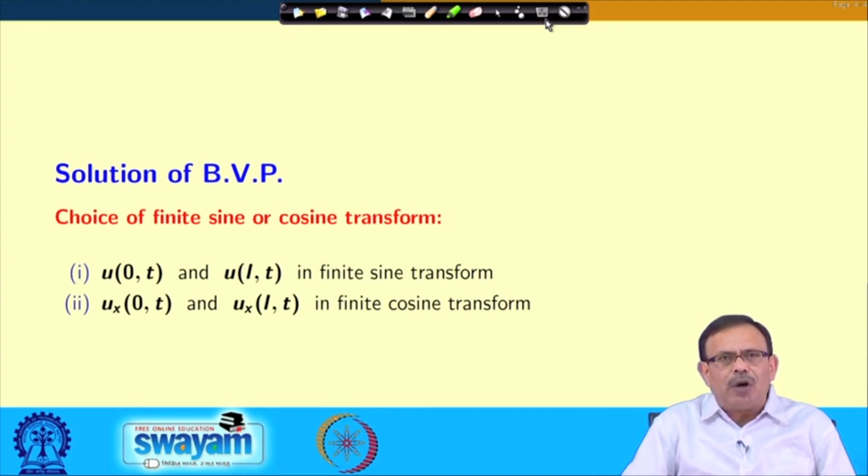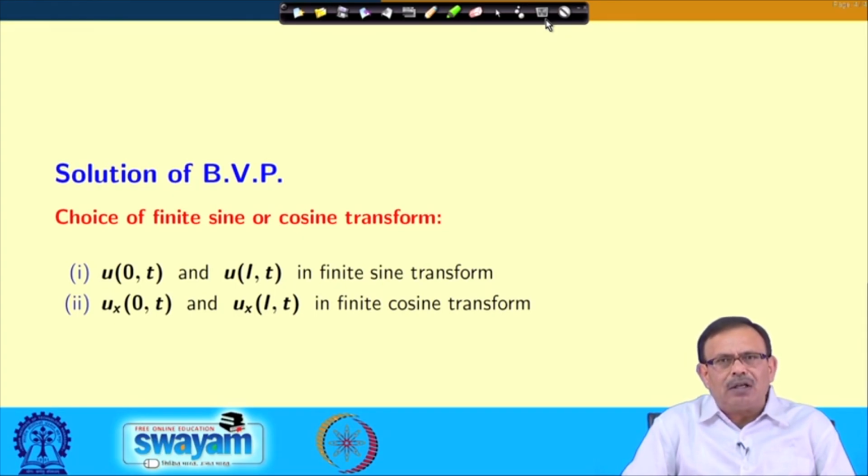So, the choice of finite sine or cosine transform is as follows. For the finite sine transform, the values of u(0,t) and u(L,t) must be known to us, then only I can use the Fourier sine transform. Whereas for the finite cosine transform, the values of u_x(0,t) and u_x(L,t) must be known, that is, the first derivative of the function with respect to x at x equals 0 and at x equals L.